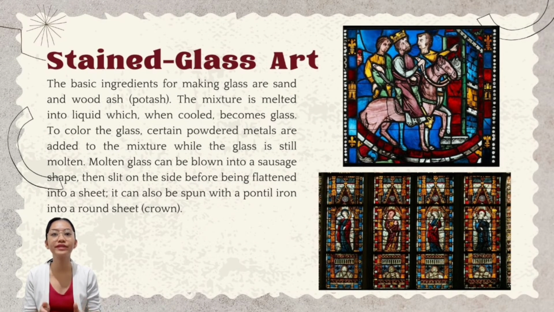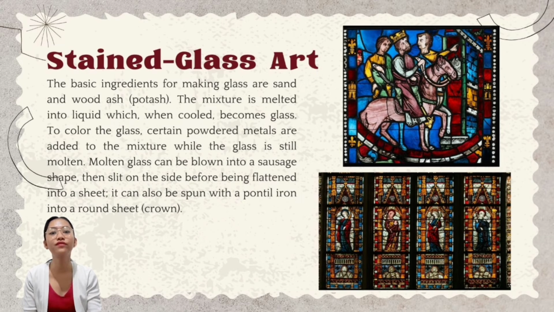So the basic ingredients for making glass are sand and wood ash or potash. So the mixture is melted into liquid, which when cooled becomes glass. To color the glass, certain powdered metals are added to the mixture while the glass is still molten. And molten glass can be blown into a sausage shape, then slit on the side before being flattened into a sheet. So it can also be spun with a spindle iron into a round sheet.